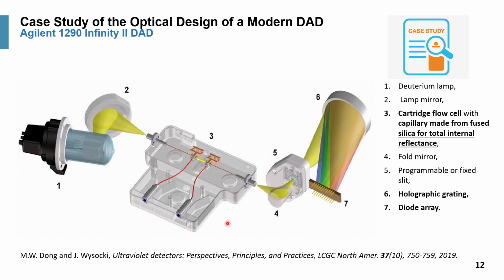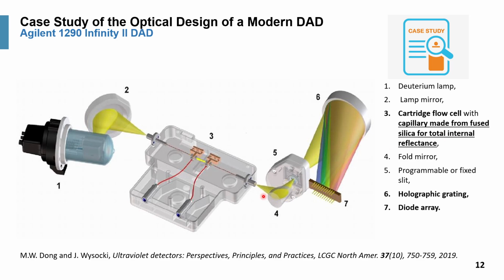This schematic shows a case study of the optical design of a modern DAD from the Agilent 1290 Infinity II DAD. And the description of the devices is shown here. Number one is a deuterium lamp. You have a lamp mirror. The flow cell is distinctly different from that of the Waters design, where they use a cartridge design, which is easily replaceable.